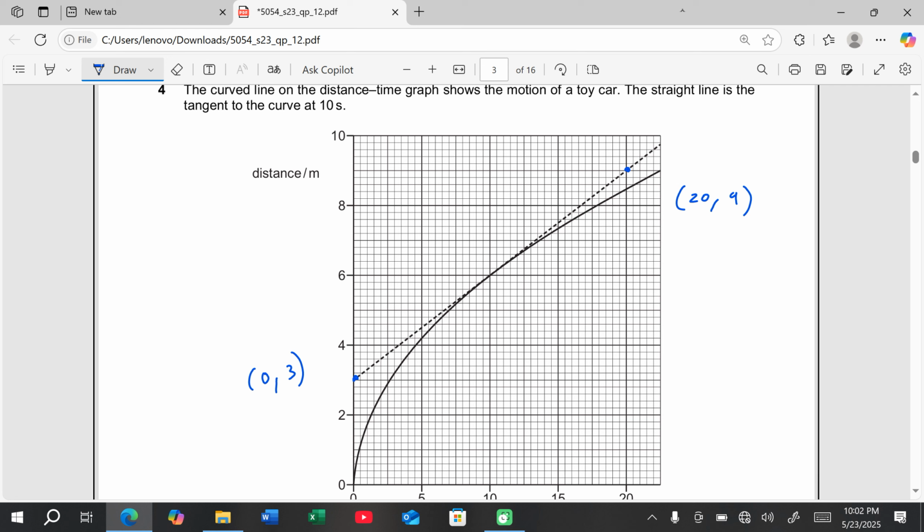So now I'm going to use y2 minus y1 over x2 minus x1. So it is going to be 9 minus 3 over 20 minus 0. So that is going to be 6 over 20, which is going to be 3 over 10. So that's 0.3.